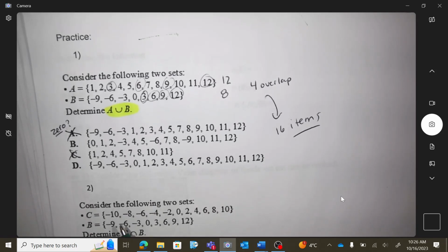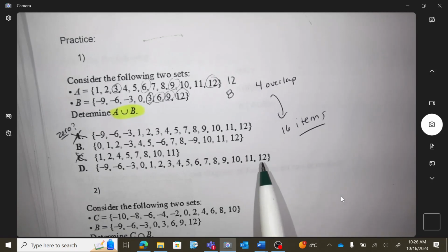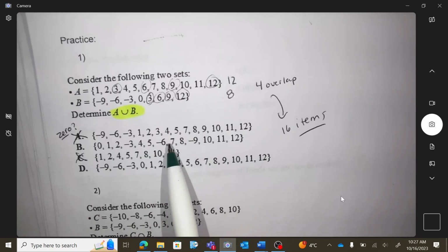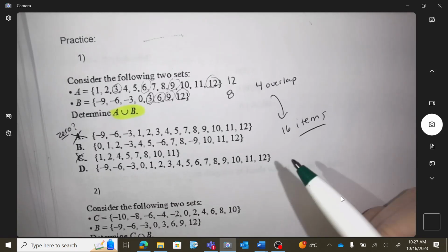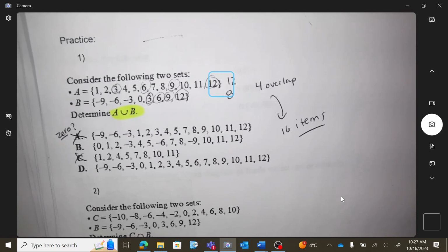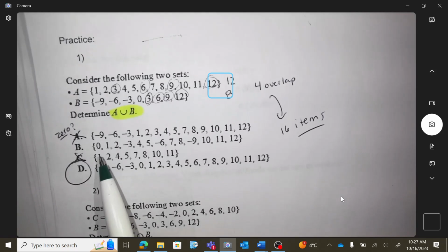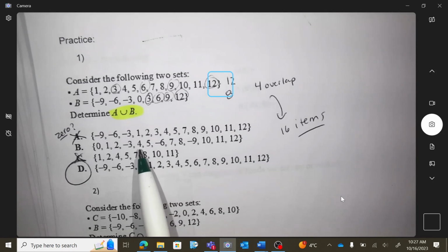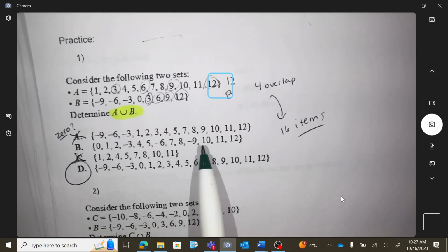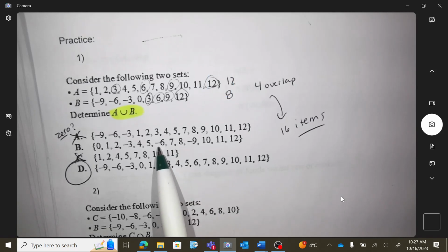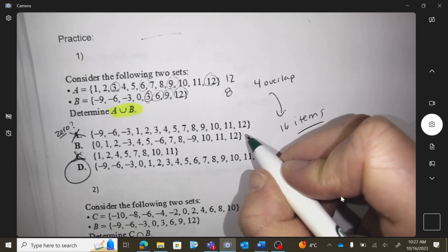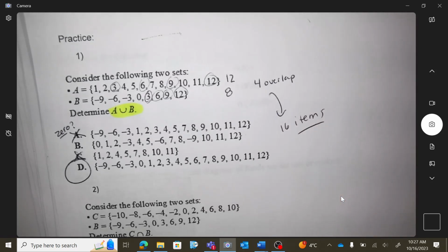What's the difference in these ones? Anybody find a difference? Anybody have the answer? Is it B or is it D? It's D, yeah. So are we missing a few things? Did anybody find out what they're missing? What's wrong with this one? There's no 6 in it. Did they skip the overlaps? They skipped the overlaps. That's what they did.